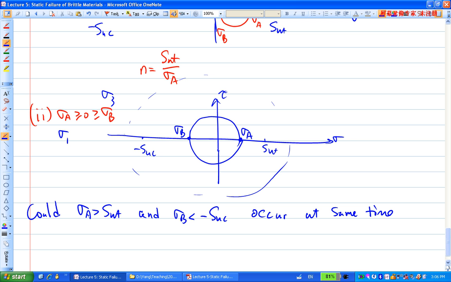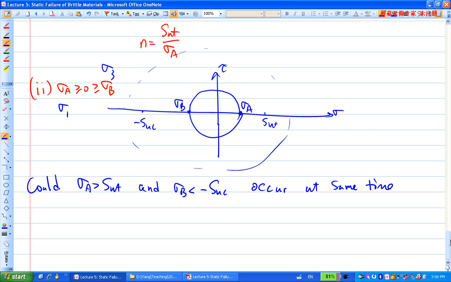In that case, the circle is centered at 0, right? No, not necessary. Because sigma A, center at 0 meaning sigma A and sigma B are opposite of each other, right? Not necessary. Okay? That make sense?